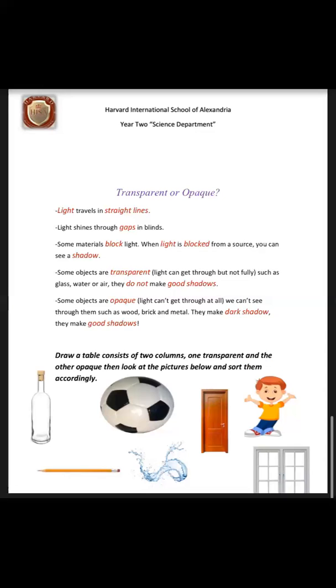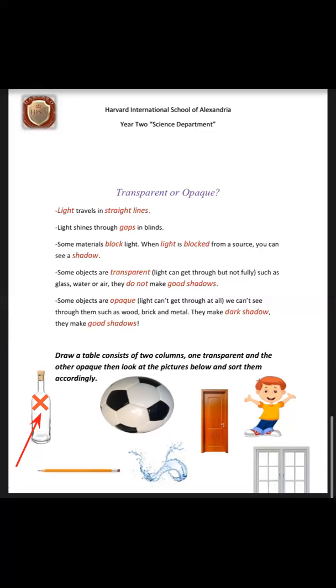Okay, let's see the first picture. This is a picture of a glass. Do you think it's transparent or opaque? First of all, I'm going to ask myself a question. Does light come through? Yes, light comes through, but not fully. So does it make a good shadow? No, it doesn't make a good shadow. So this one is a transparent object.